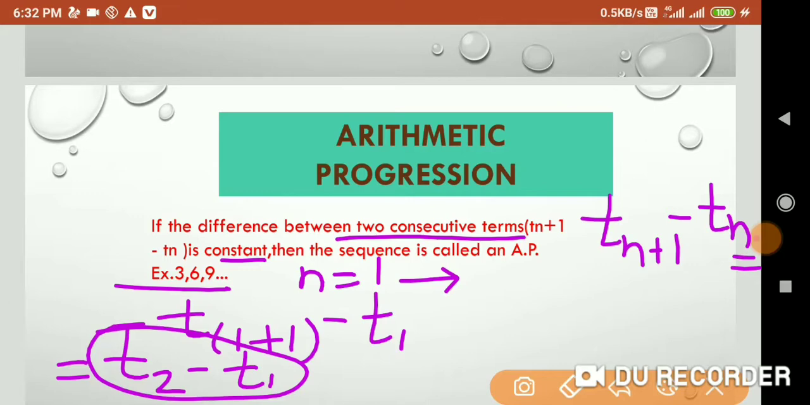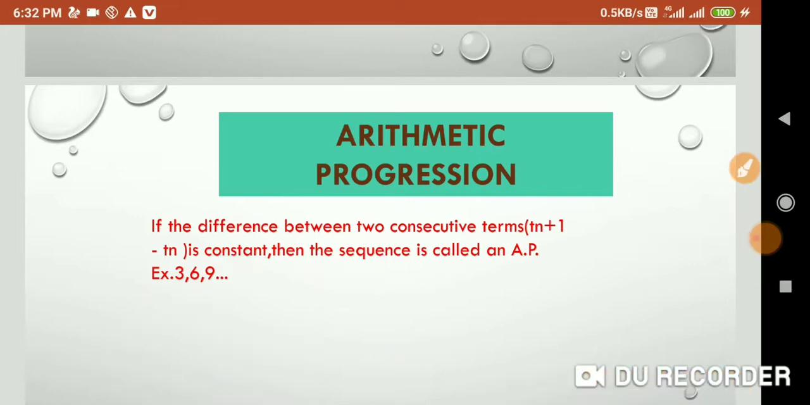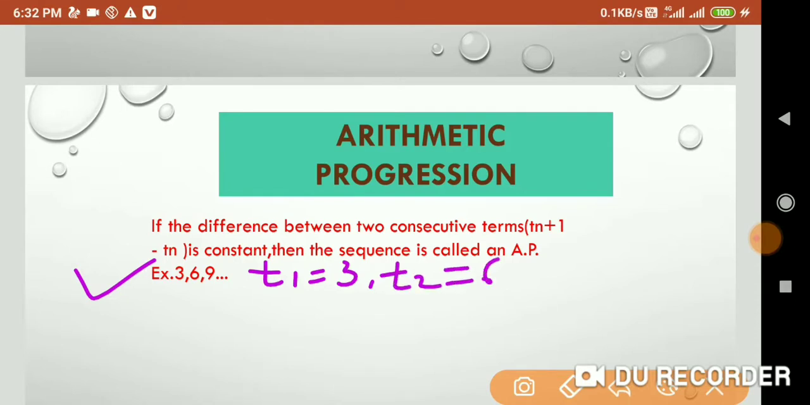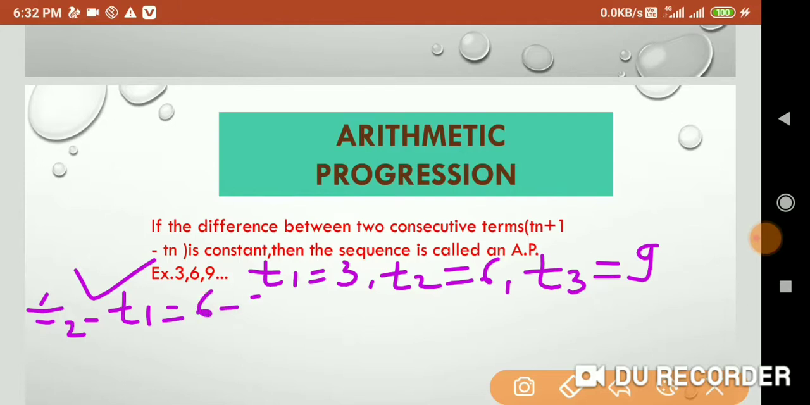Understand, student? Now see here an example, and we have to find out whether the difference between two consecutive terms is the same or it is constant. Now see here, T1 is equal to 3, T2 is equal to 6, and T3 is equal to 9. Then first we have to calculate T2 minus T1, that means 6 minus 3 is equal to 3.